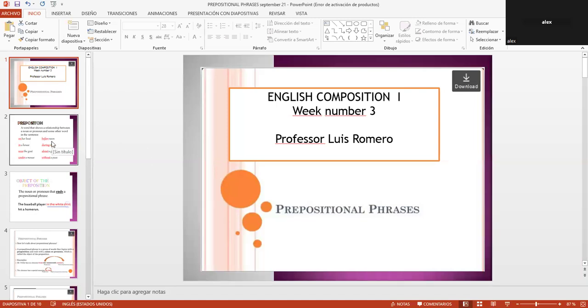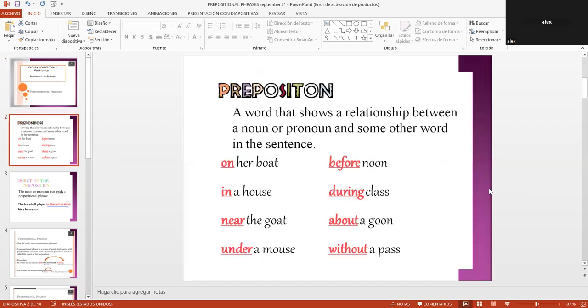Yes, sir. Good. Okay. Here you have a kind of definition of what a preposition is. Well, I think you know what a preposition is. You have on, in, near, under, before, during, about, and without. Those are prepositions. So that's one of the elements of the prepositional phrases. First of all, you need a preposition and then a noun or a pronoun as it says here. Could you get what I'm saying?